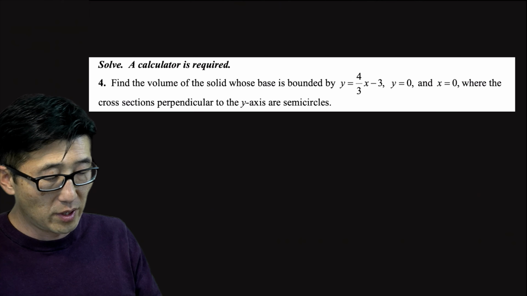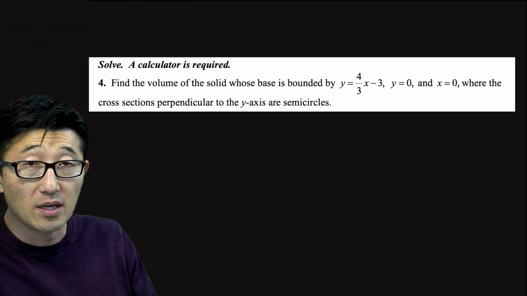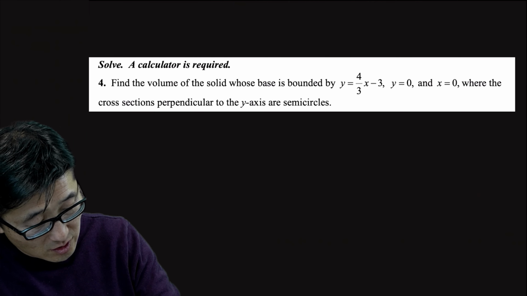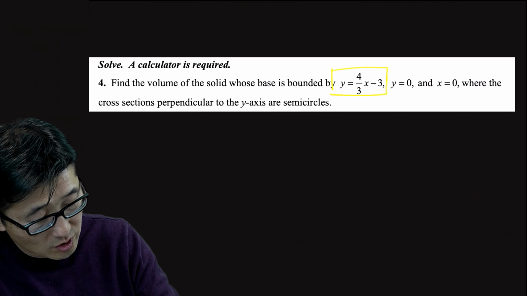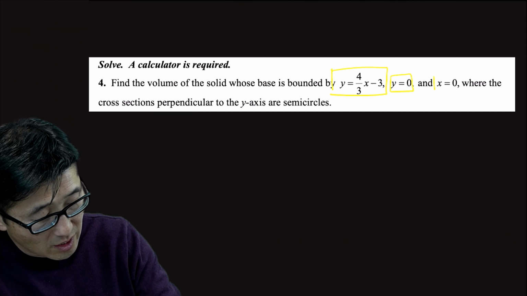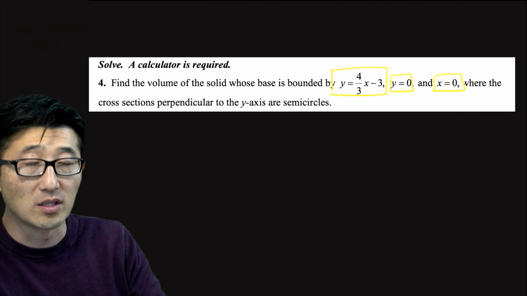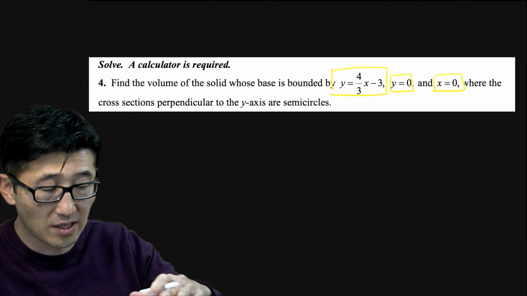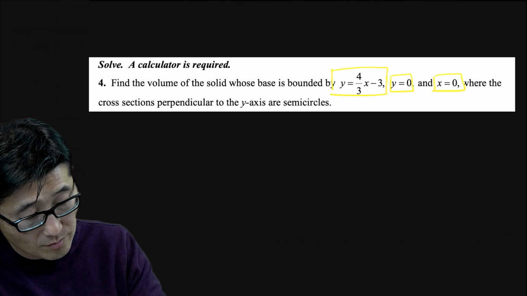Okay, let's look at number 4, cross-sectional volume. Find the volume of the solid whose base is bounded by y equals 4/3 x minus 3, y equals 0, and x equals 0. Now, as I told you, this is the floor plan. It's kind of like graphing these, but as if you're looking down onto the floor.